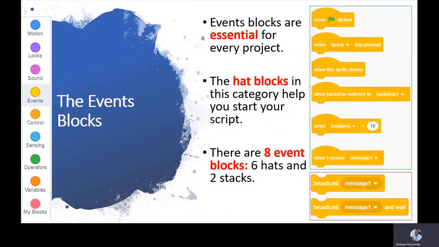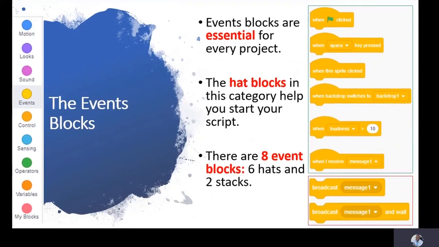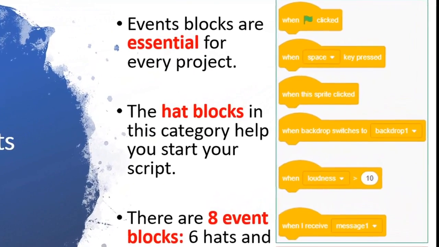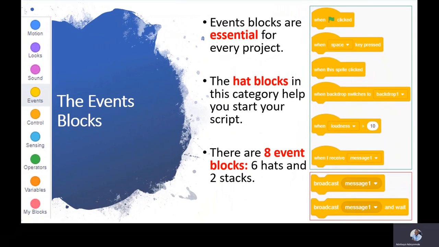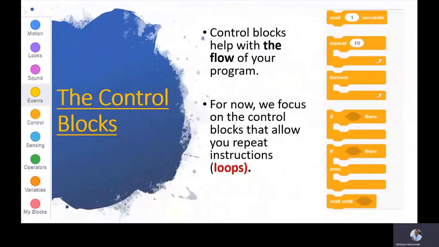Every script in Scratch must start with an event block. In other words, they are essential for every project. The 6 heart blocks, so called because they are shaped like a heart, do not allow any blocks above them. We are going to use some of them very soon in some examples. But let's move on to the control blocks and talk about the important blocks in that category.